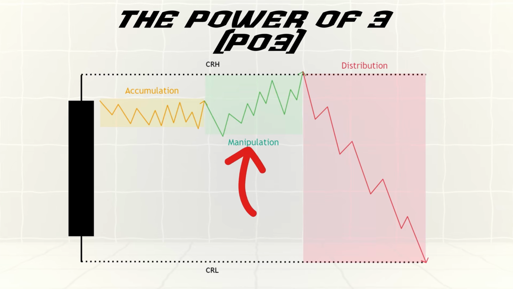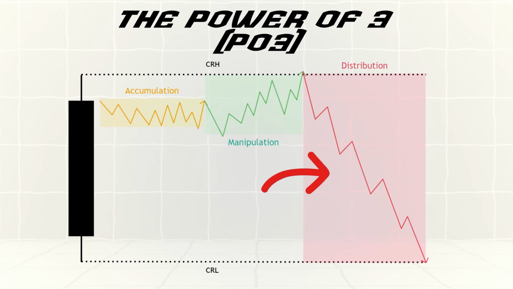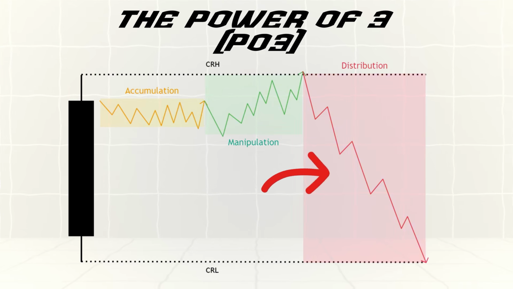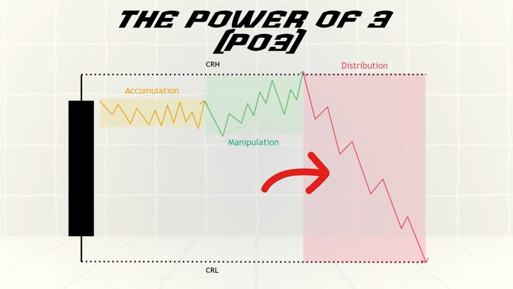The final phase of market flow is distribution. Distribution is the move that occurs opposite to manipulation. For example, if manipulation pushed price upward, distribution will most often unfold to the downside.